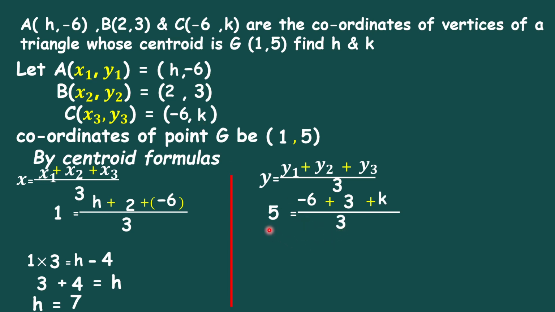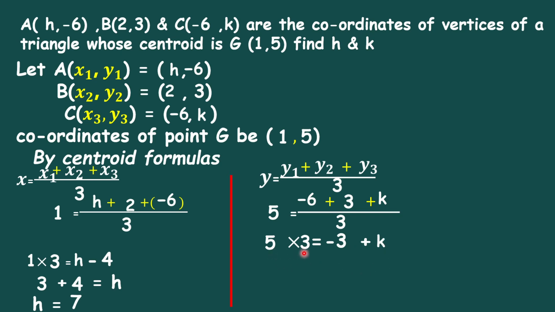Now transfer this 3 to LHS. Divide becomes multiply. Therefore 5 into 3 is equal to -6 plus 3. These two numbers have opposite signs. Here 6 is greater than 3, therefore give the sign of 6, and 6 minus 3 is 3. Therefore -3 plus k.